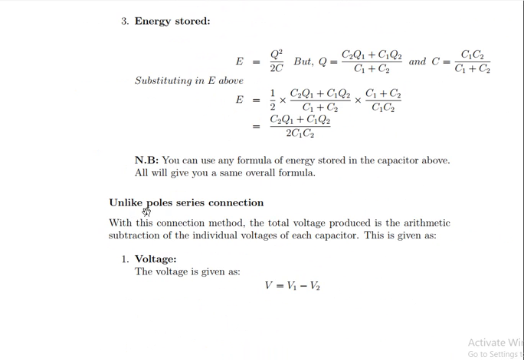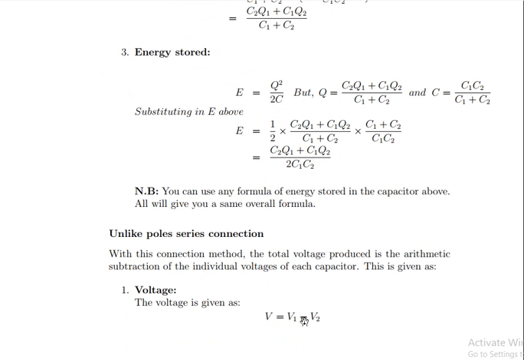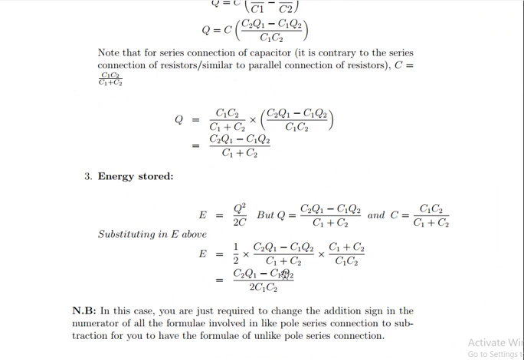So now let's visualize the unlike pole connection. With the unlike pole connection, the difference is that there is only going to be a minus sign in each of the formulas that we are going to have here. So that's the difference with unlike pole connection.